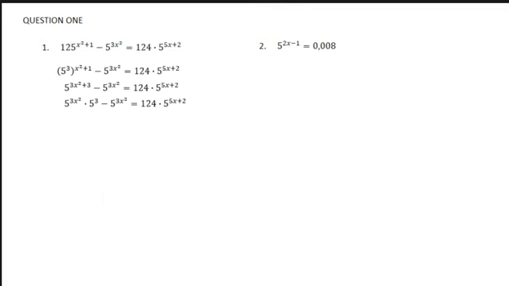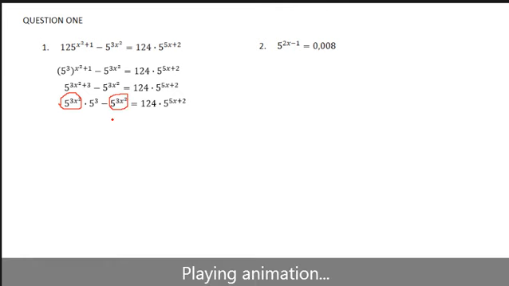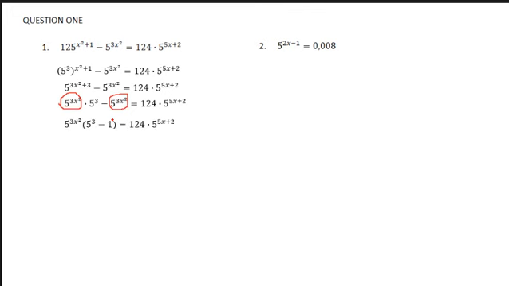Now, what is my common factor here? This is my common factor. So take it out as a common factor. You will be left with 5 to the exponent of 3 minus 1. We good. But what is 5 to the exponent of 3 minus 1? It is 124. It's simply 125 minus 1. 125 minus 1 will give you 124.